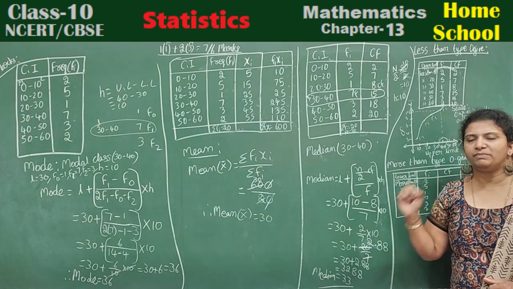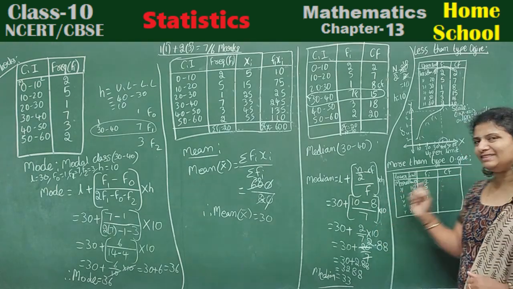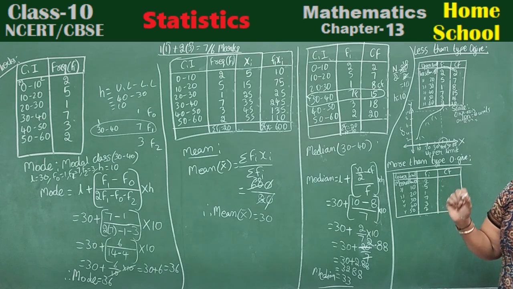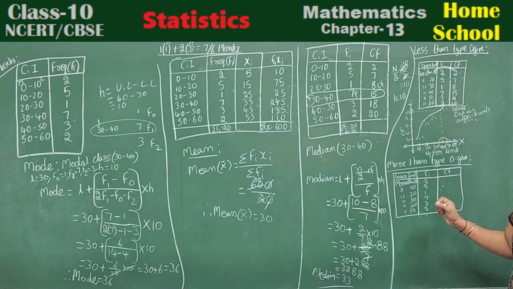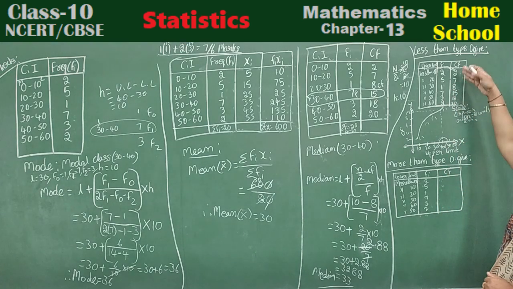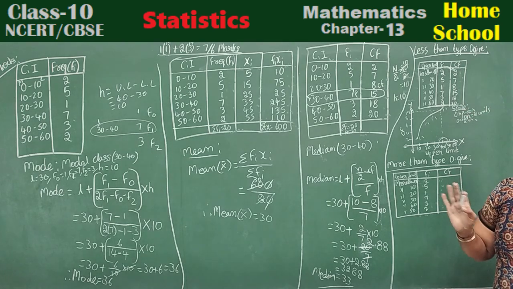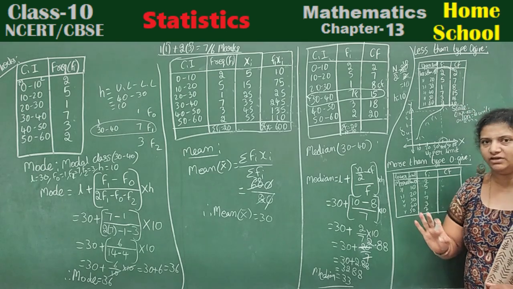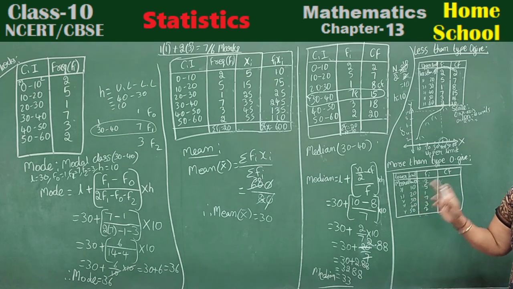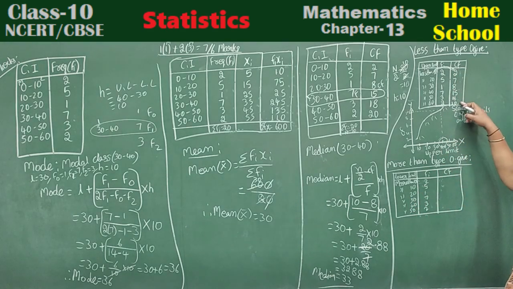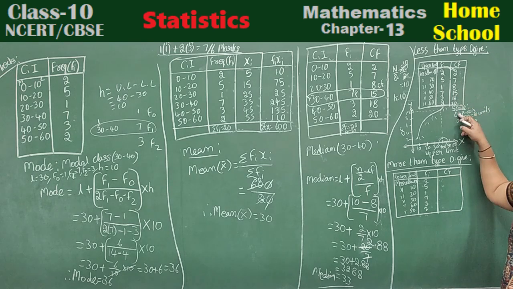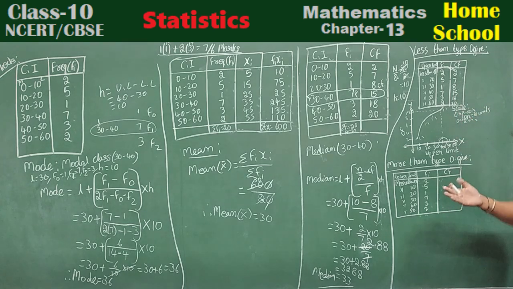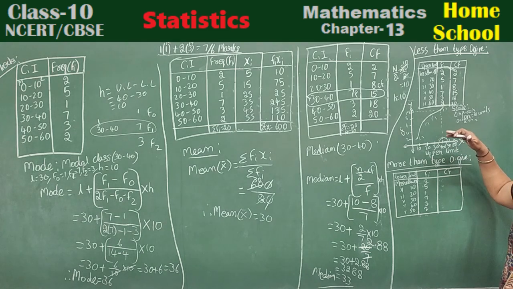Now, most of the people will be confused in this column. Cumulative frequency. How to take cumulative frequency? They do it the same manner, but no, we should not do that in more than type ogive. There are two ways. First way: in less than type ogive we did cumulative from top to bottom. In more than type ogive, from bottom to top we go on doing addition.